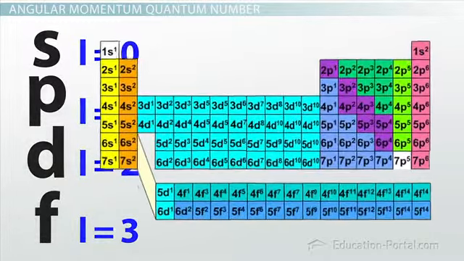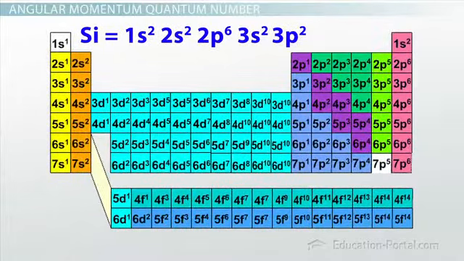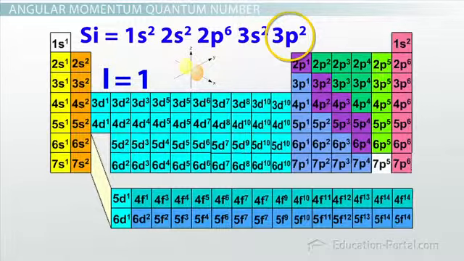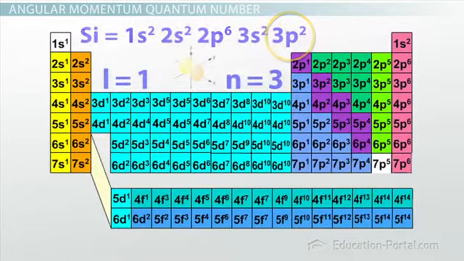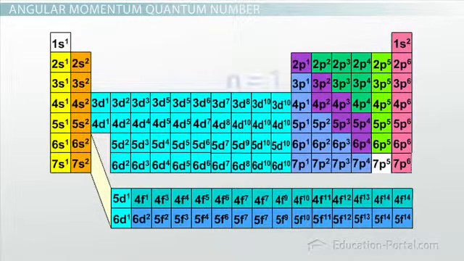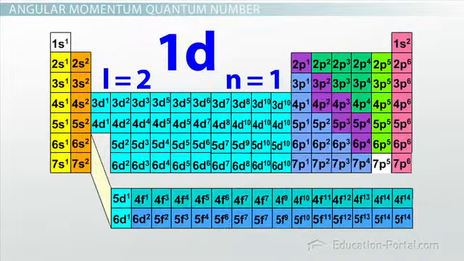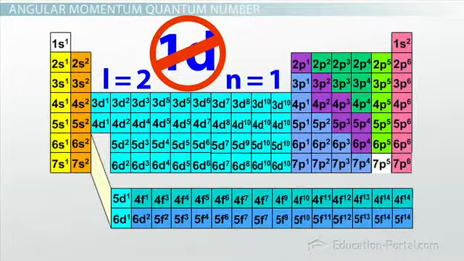So that last electron that we added to the silicon atom in the 3p orbital will have an L equal to 1 and be sort of dumbbell shaped. So for this electron, the N equals 3 and the L equals 1. You may notice that some combinations of quantum numbers are going to be impossible. For example, you can't have N equal to 1 and L equal to 2 for a cluster of quantum numbers, because that would mean that the electron configuration would have to be 1d, and there are no 1d electrons.